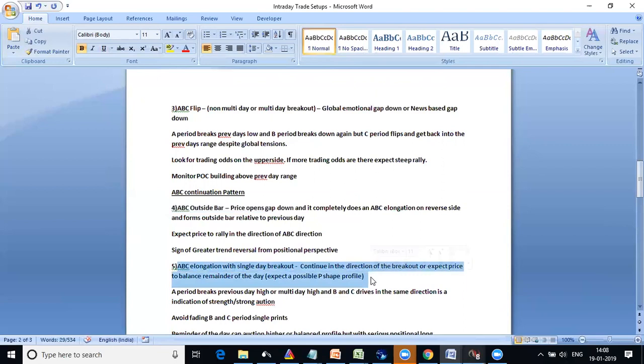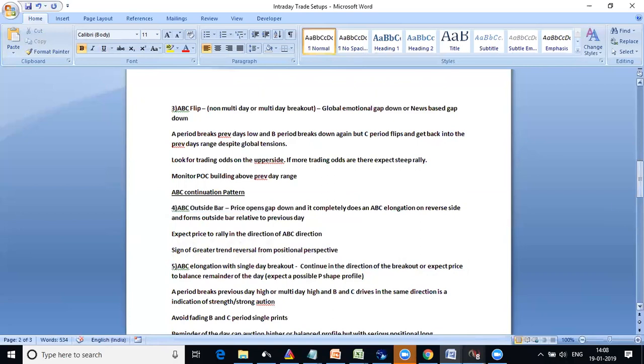You can expect a P-shaped profile. Either price can balance here or price can auction higher. So it's not a sign of a reversal. Don't try to fade if there are any B and C single prints. Hardly do they get cleared. If they are not getting cleared, that itself is a sign of strength that this is going to continue. It's a strong auction as well.